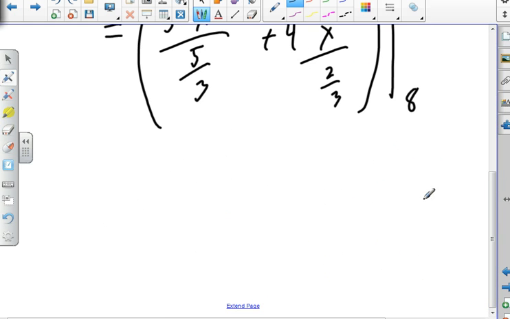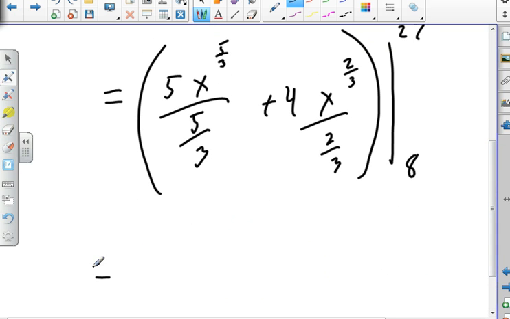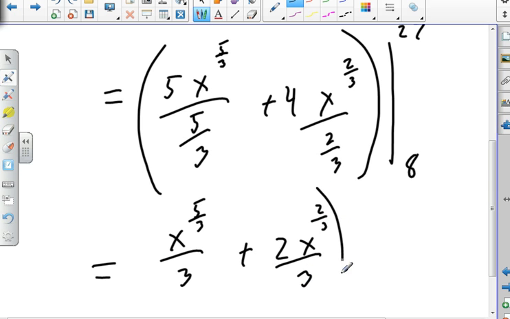And then I'd rewrite it as, the 5's go away, and I'd have x to the 5/3 over 3 plus 2x to the 2/3 over 3 evaluated at 8 and 27.